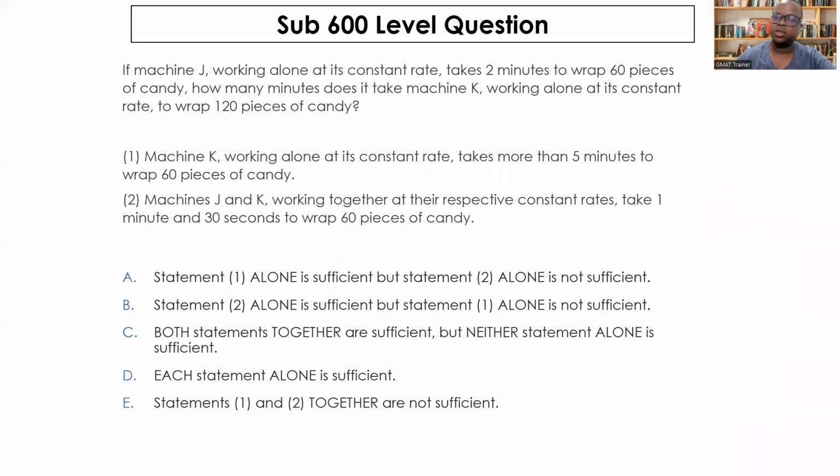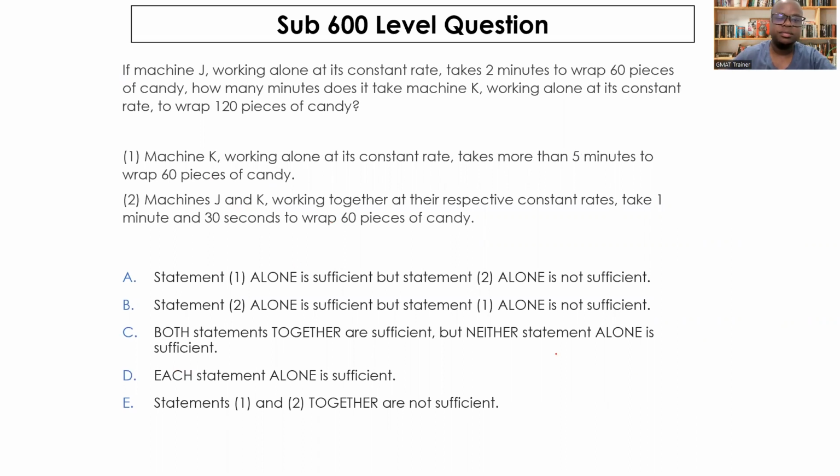So now let's go to the next question and take a look at it as well. If machine J working alone at its constant rate takes 2 minutes to wrap 60 pieces of candy, how many minutes does it take machine K working alone at its constant rate to wrap 120 pieces of candy?